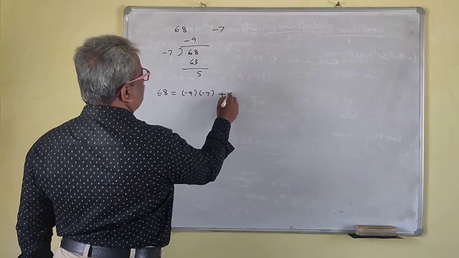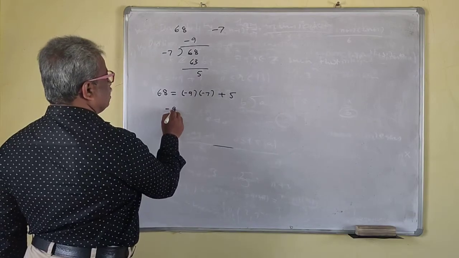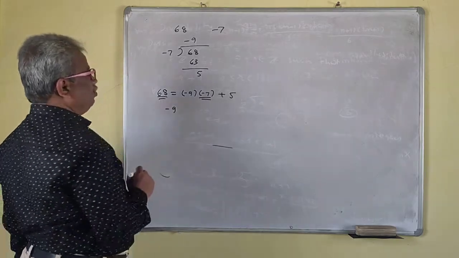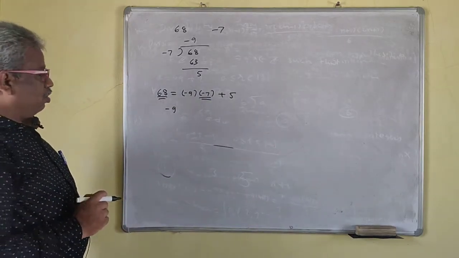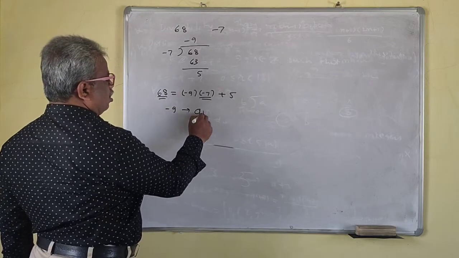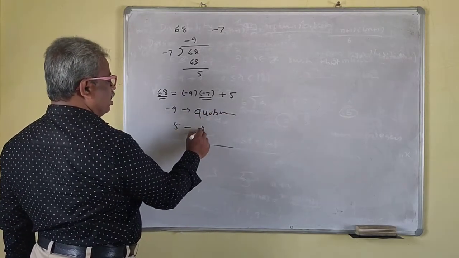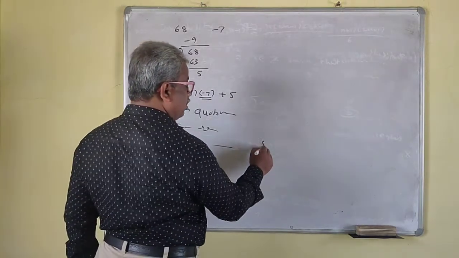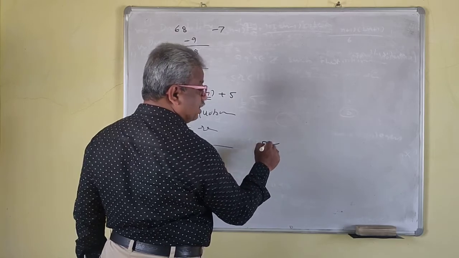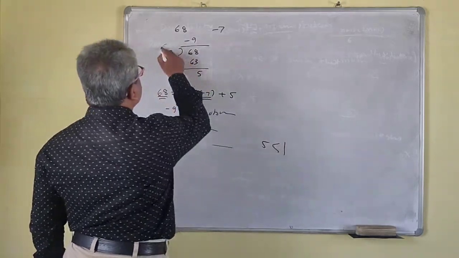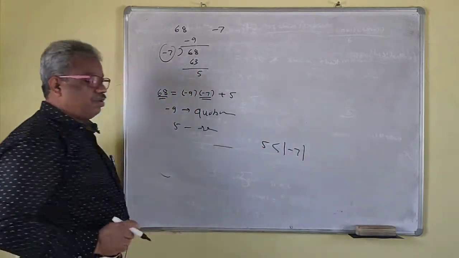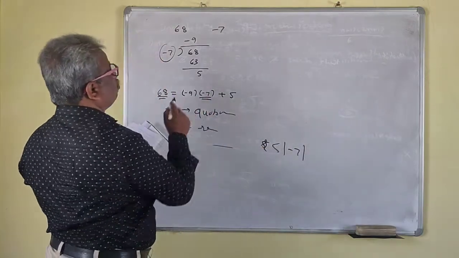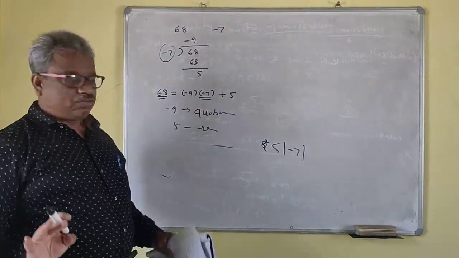times minus 7 plus 5. That means minus 9 is the quotient, because these numbers are provided to you, and 5 is the remainder. See, the remainder is always less than, not equal to, always less than mod of minus 7. So 5 is less than mod of minus 7. No problem for this one.